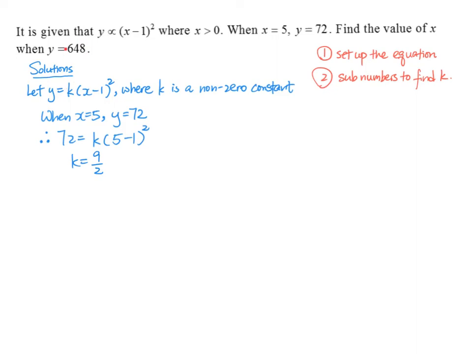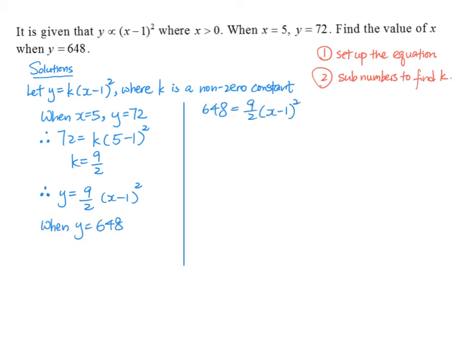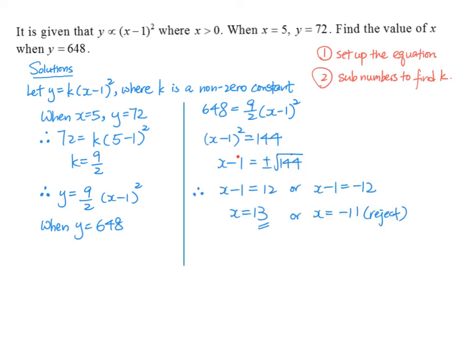Then we could substitute whatever we want to find. So here's the complete equation, and we want to find when y equals this, what is x? So we put this into y and we solve for x. Now here's a quadratic. So you may have two answers, but because x must be positive, this is rejected. So here's the answer. And this part is the last step: you take whatever it's asking you for, you put this back into the equation to solve your answer.